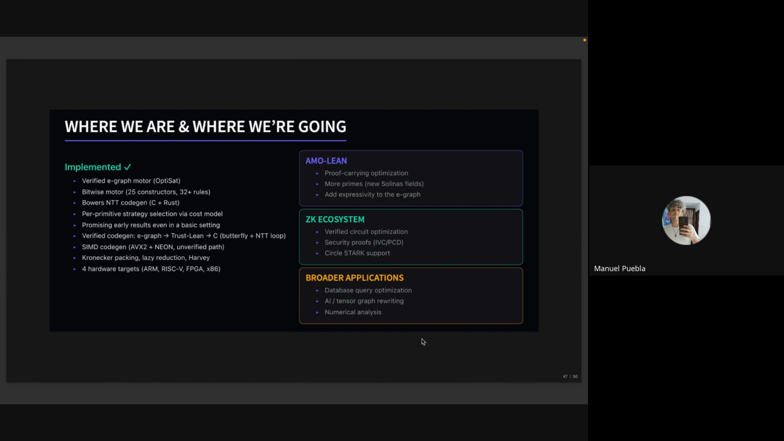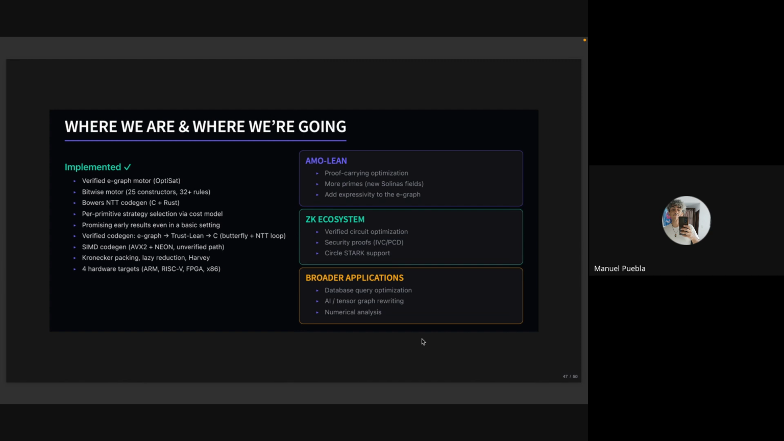And AMO-Lean has clear objectives ahead. One of them is providing a proof for the optimization that can be checked outside Lean. We're thinking of maybe exploring new primes. And most importantly, adding expressivity to the eGraph. That's a central objective for us. It's very close. We already have advanced work in all those 3 things.